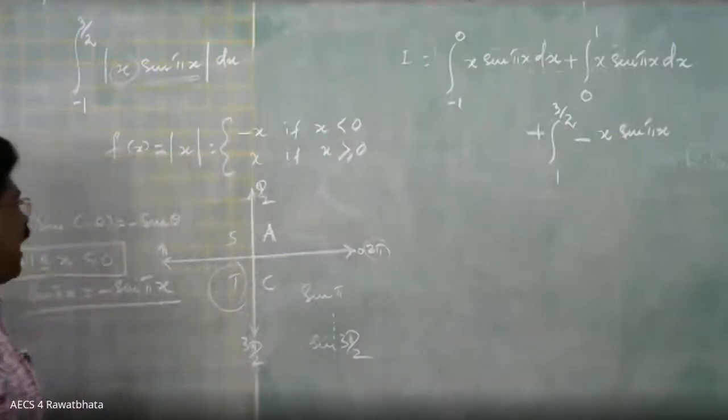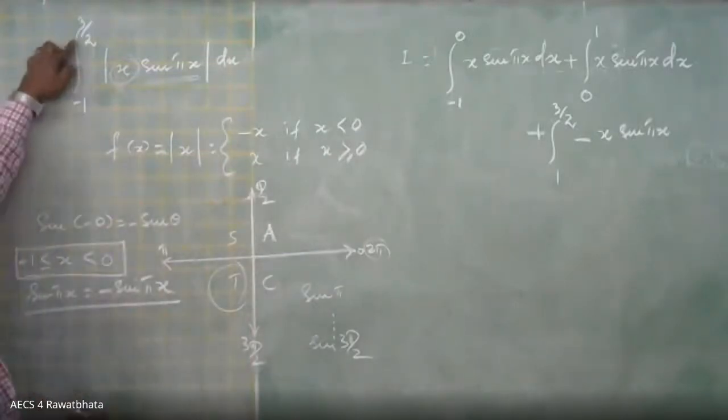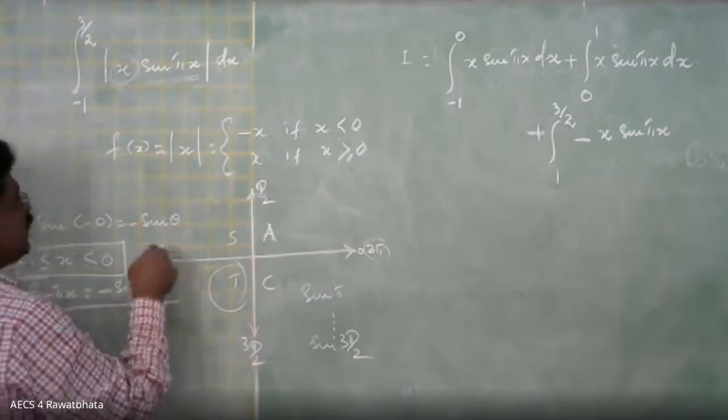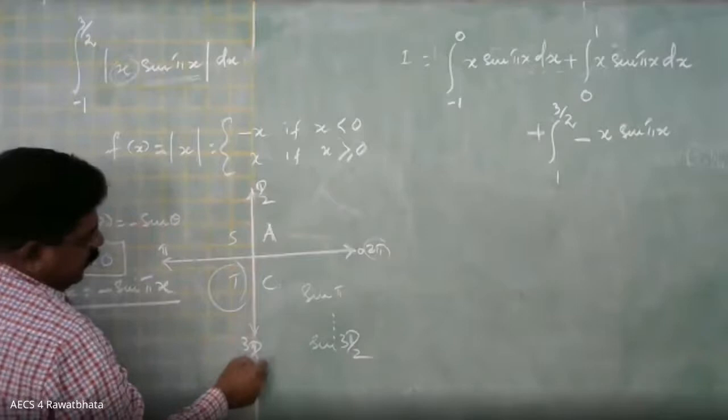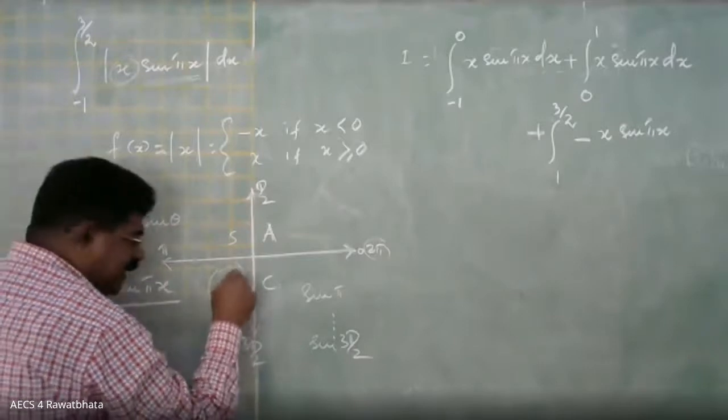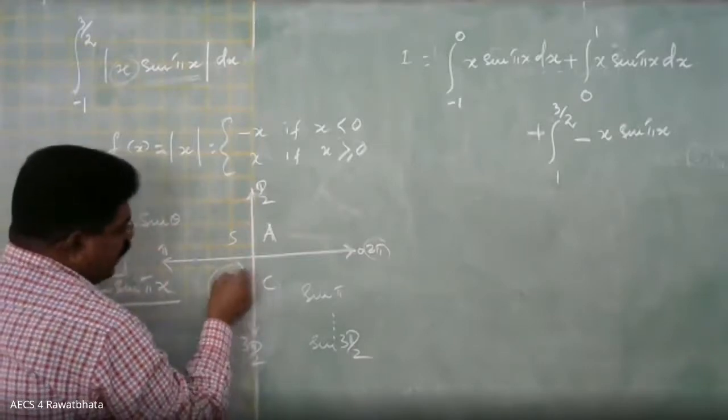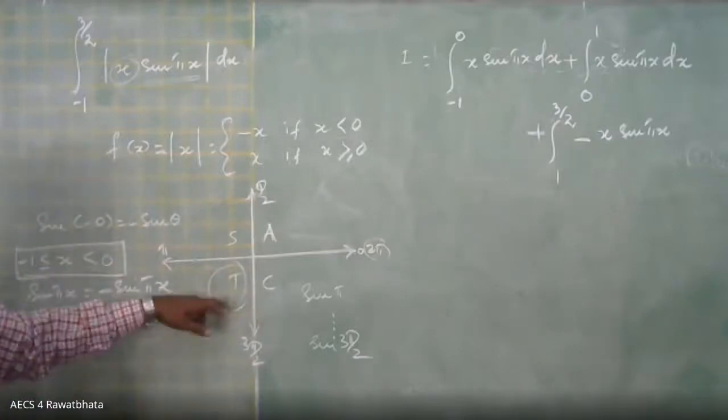Now come to the third part, 1 to 3 by 2. The sine pi x goes from sine pi to sine 3 pi by 2. We already studied this in our 11th standard: in the third quadrant, the sign is negative. Only tan is positive.